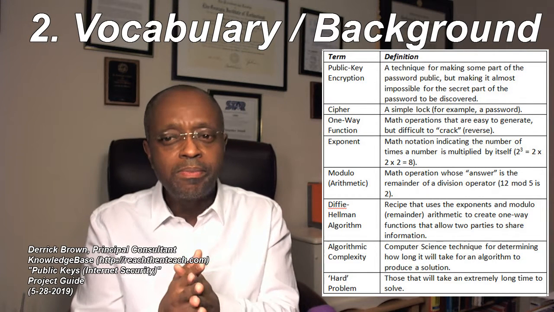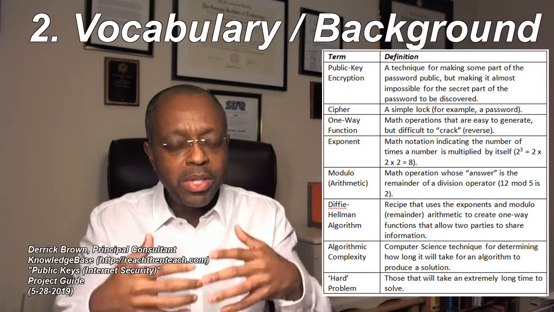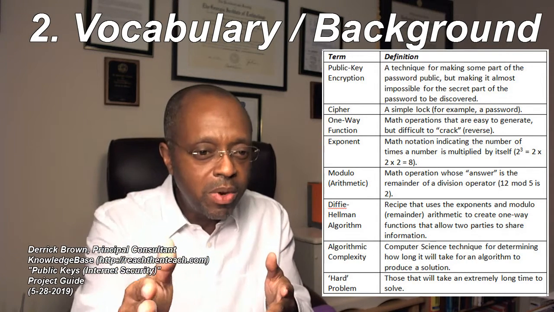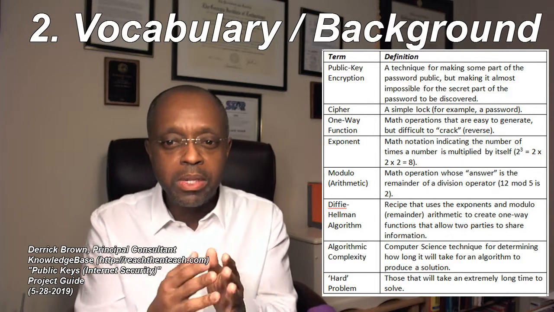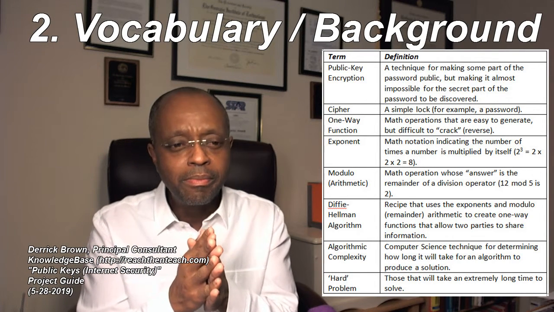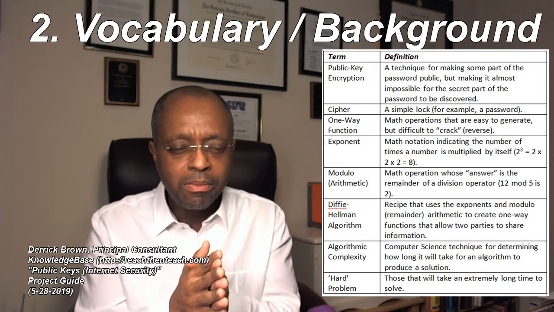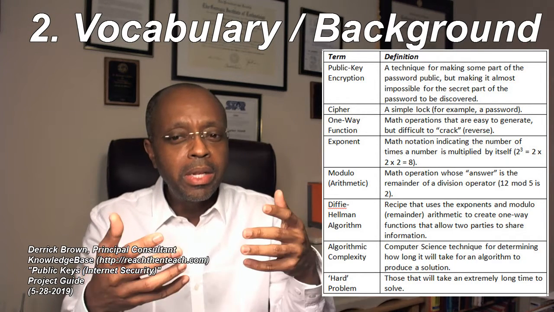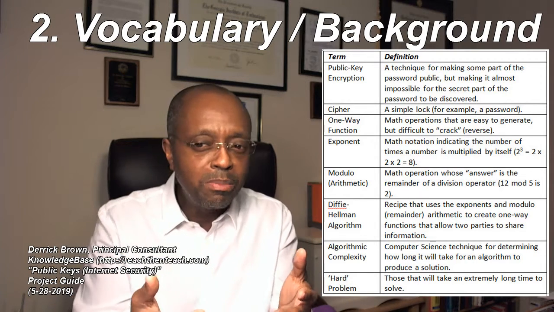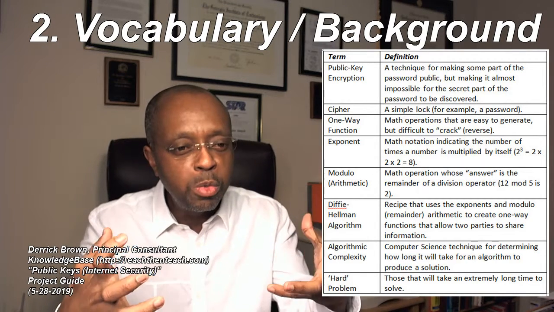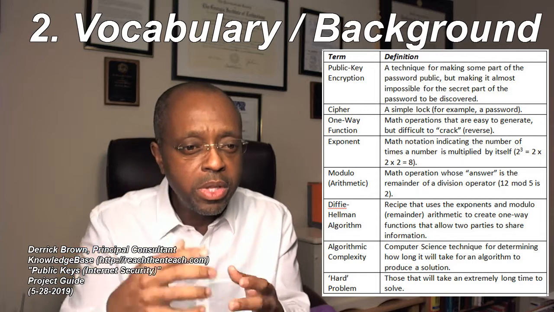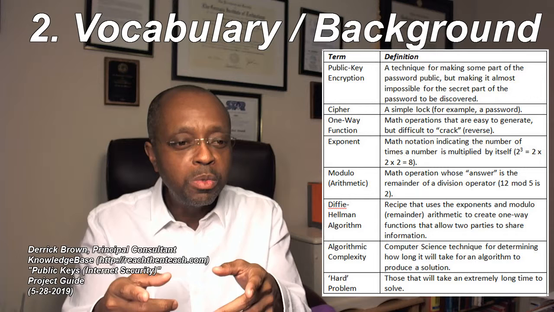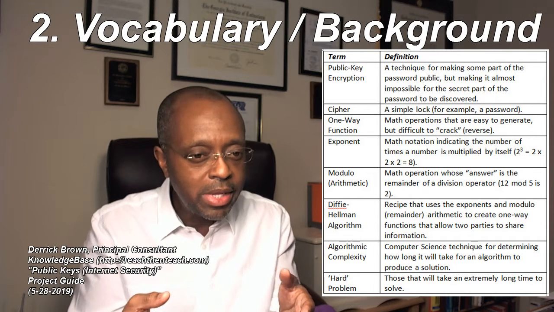One-way functions. These are math operations that are easy to generate, but difficult to crack. Easy to solve in one direction, difficult to solve in the other direction. Exponents. Exponents are mathematical notations that indicate the number of times a number is multiplied by itself. Think 2 raised to the exponent 3. Said another way, 2 to the third power. That's 2 times 2 times 2, which is 8.